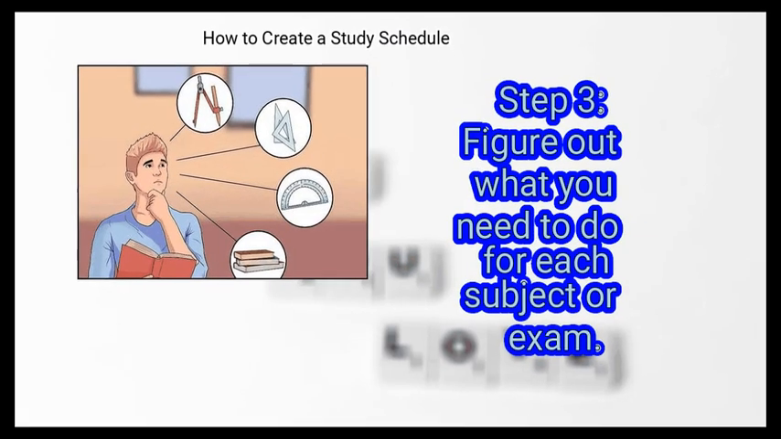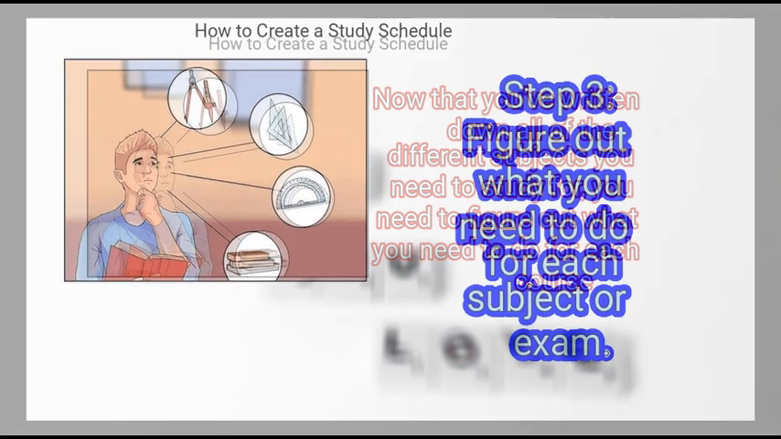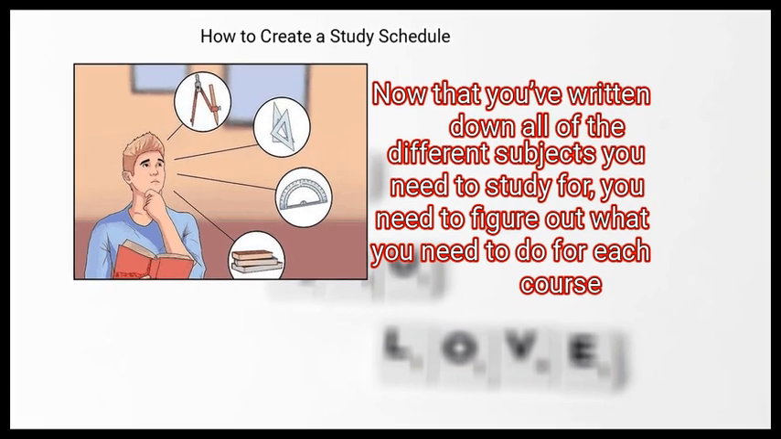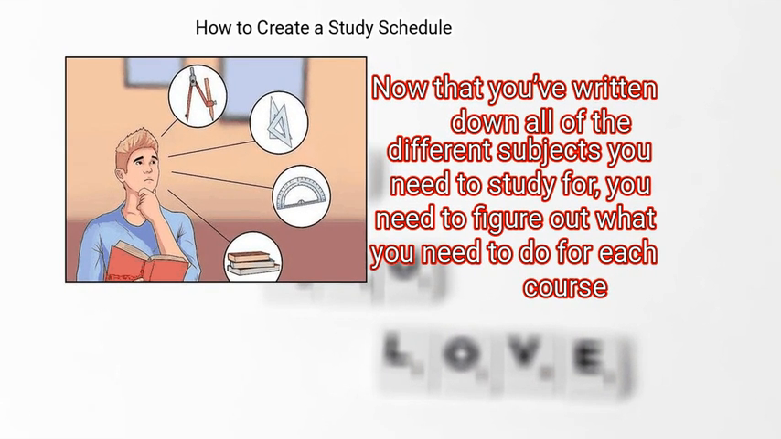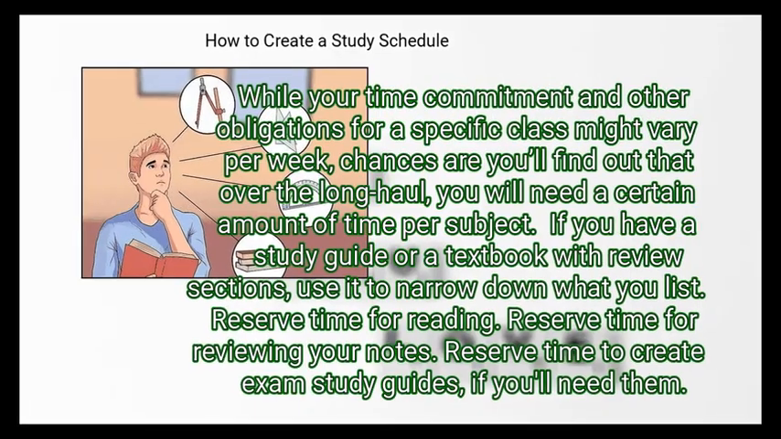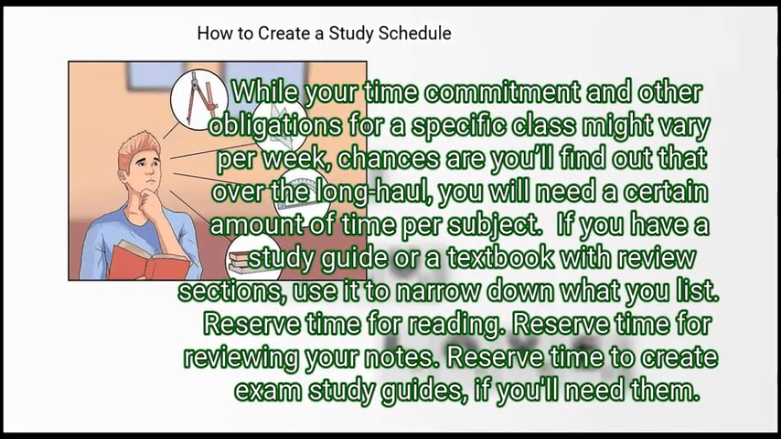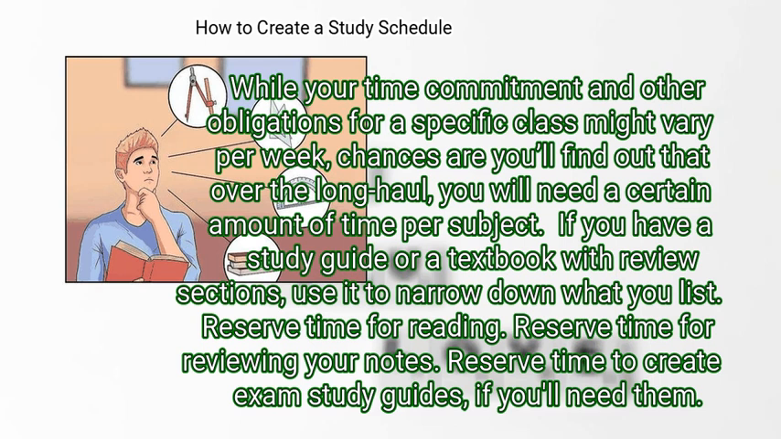Step 3. Figure out what you need to do for each subject or exam. Now that you've written down all of the different subjects you need to study for, you need to figure out what you need to do for each course. While your time commitment and other obligations for a specific class might vary per week, chances are you'll find out that over the long haul, you will need a certain amount of time per subject.